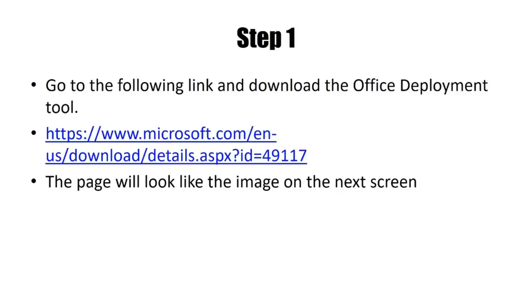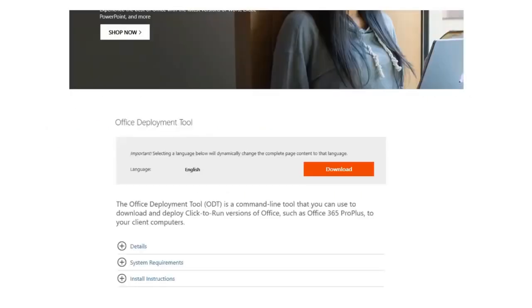Step number 1. Go to the following link and download the Office Deployment Tool. This is a tool we're going to be using in order to download and apply the software to our computer. The page you go to will look somewhat like this. You can also get here by simply Googling or Bing searching Office Deployment Tool. Just click on the red download button and it will download the key file for that tool on your computer system.